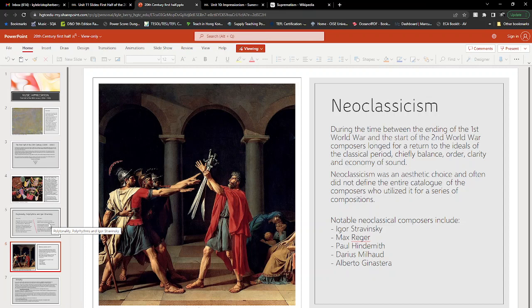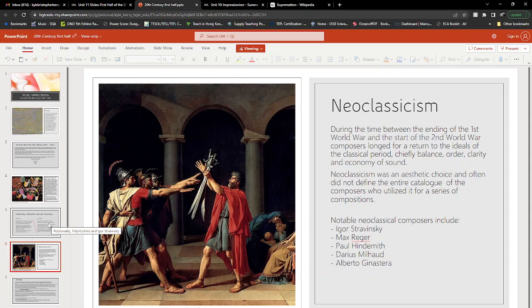Other composers looked back and said, well, I want to revisit the ideas of order, balance, and clarity. I don't want to have so much noise, so many notes on the page. I want to have as few notes on the page as I can to get across the ideas that I want. I want this idea of balance that existed during the classical period with composers like Mozart.